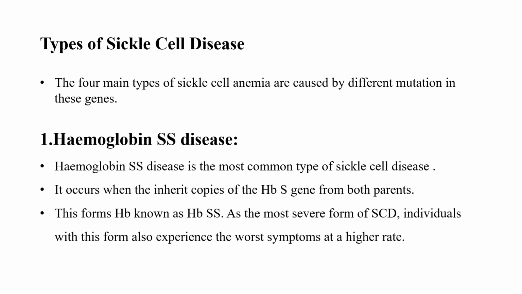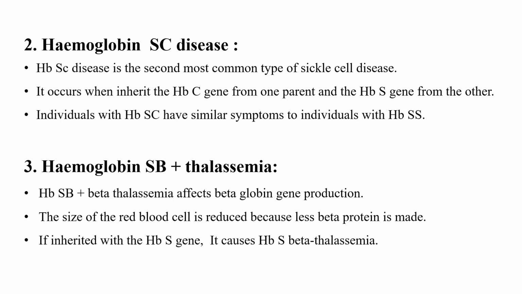The next type is hemoglobin SC disease. HbSC disease is the second most common type of sickle cell disease. It occurs when you inherit the HbC gene from one parent and the HbS gene from the other. Individuals with HbSC have similar symptoms to individuals with HbSS.